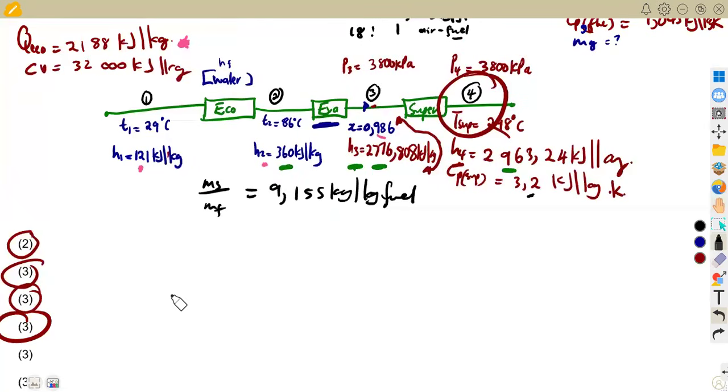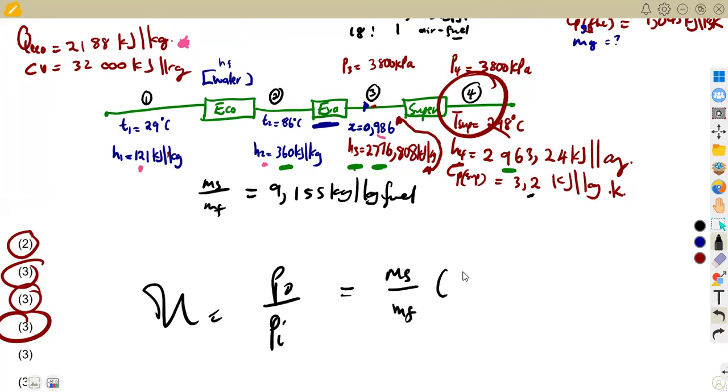Whenever I talk about this part here, let me explain. When we are talking about efficiency, remember efficiency is simply what you have out, the output, over what you have in, the input. So it's P out over P in. So when we are saying mass of this over this, Ms over Mf into H2 minus H1 over the calorific value, I want you to see this here.